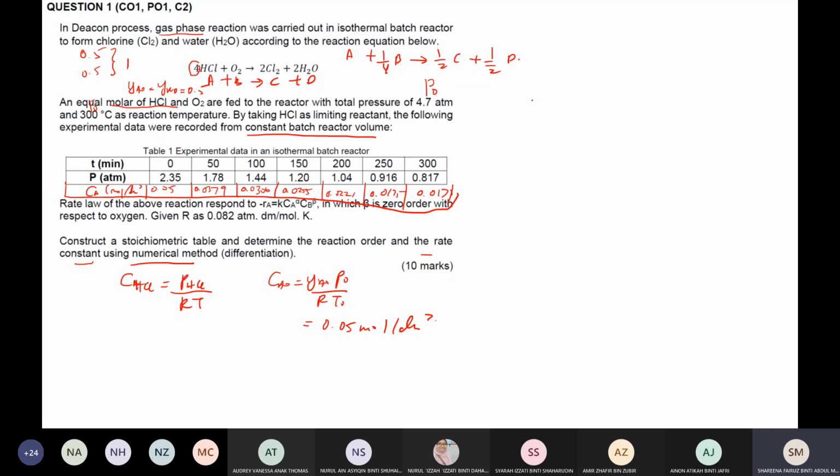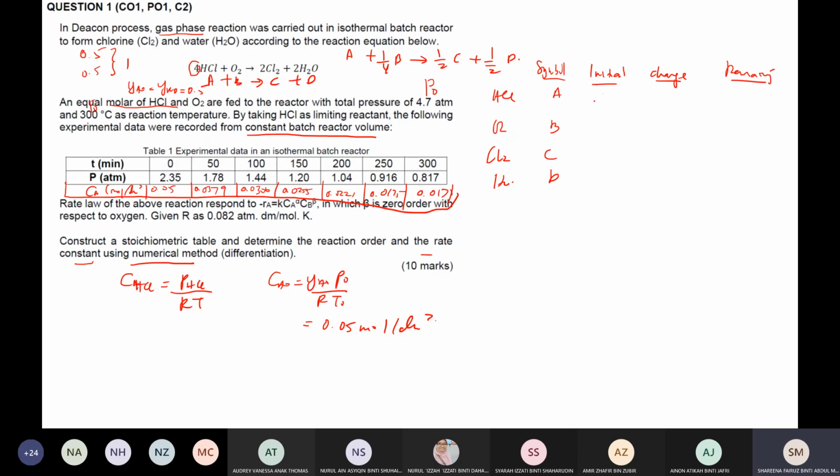Stoichiometric table dulu. So stoichiometric table biasalah you buat species semua tu. We have HCl, we have oxygen, we have Cl2, and we have H2O. Okay, so dia dah kata this is batch reactor volume, so you boleh start dengan initial number of mole. Okay, so kita just buat A, B, C and D. So this one is initial. Okay, so this one is species, this one is symbol. Okay, this one is initial. Okay, this one is change, and this one is remaining lah.